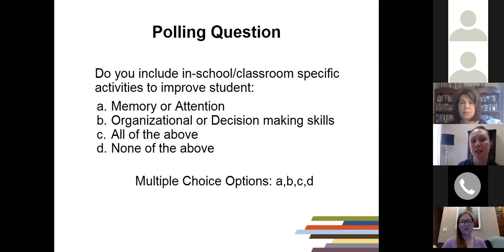So do you include in school or classroom specific activities to improve student memory or attention, organizational or decision-making skills, all of the above or none of the above?